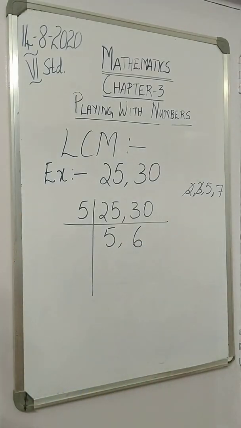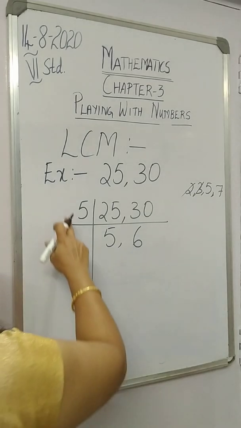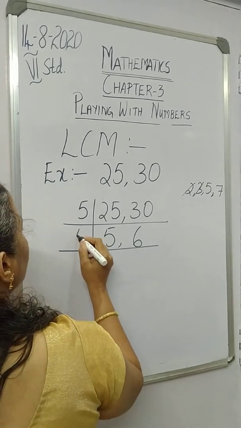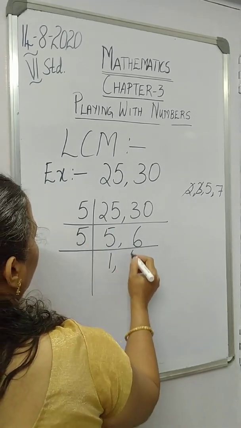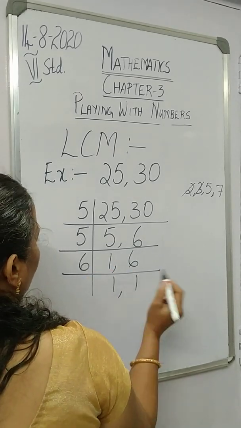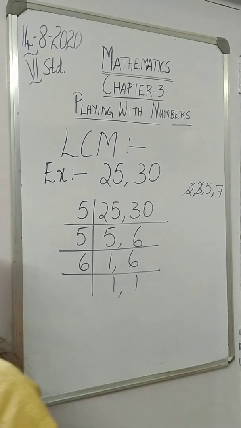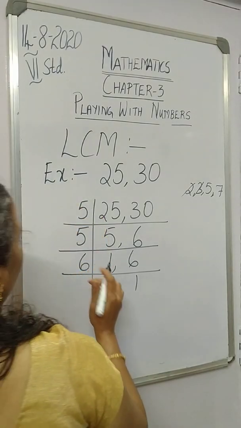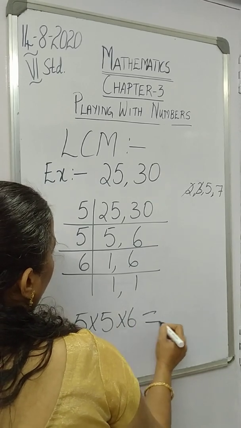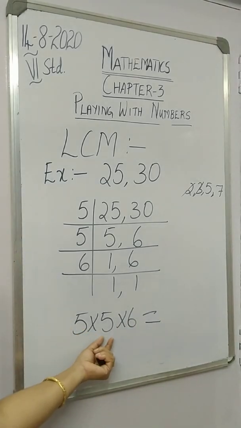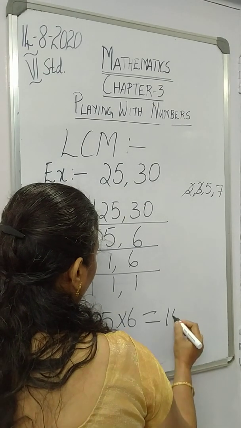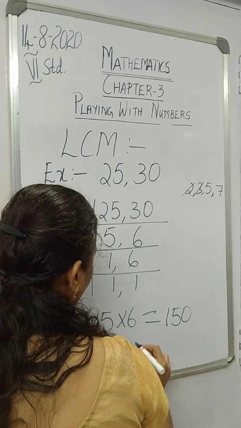Shall I stop or you want me to continue? You can do any method. Either you can multiply all this now itself or you can continue if you want. Again we will use 5, 5 1s are 5 and 6 we will use again, 1 and 1. You can continue till you get 1 here. Now you multiply all these numbers, that is 5 into 5 into 6. How much is it? 5 5s are 25, 25 6s are 150. So, LCM here is 150.